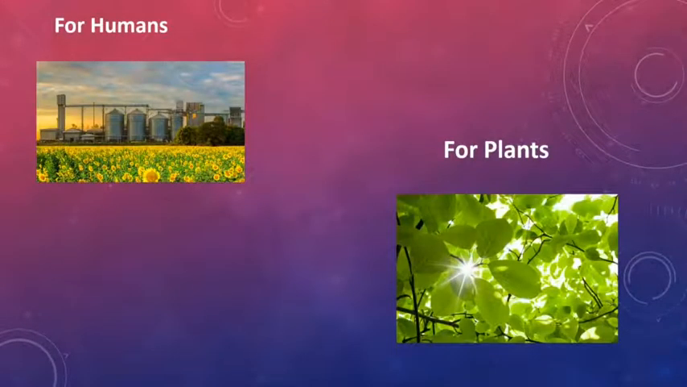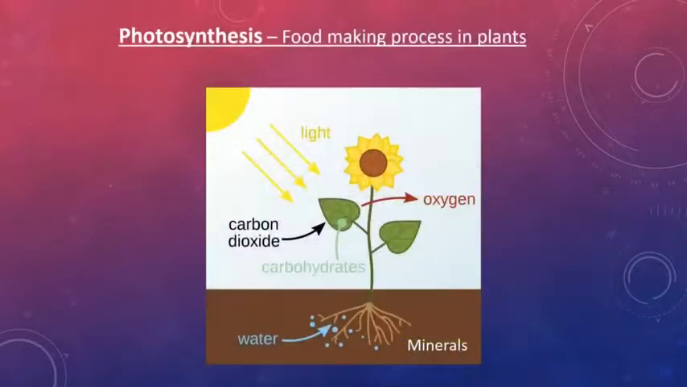In the first picture you can see a factory and a field. As you know, both of these are food factories for humans. We get food either from a factory or from a field. And in the other picture we can see leaves. So what are they? They are the food factories of the plants, as food for the plant is prepared in the leaves. The food making process in plants is known as photosynthesis.